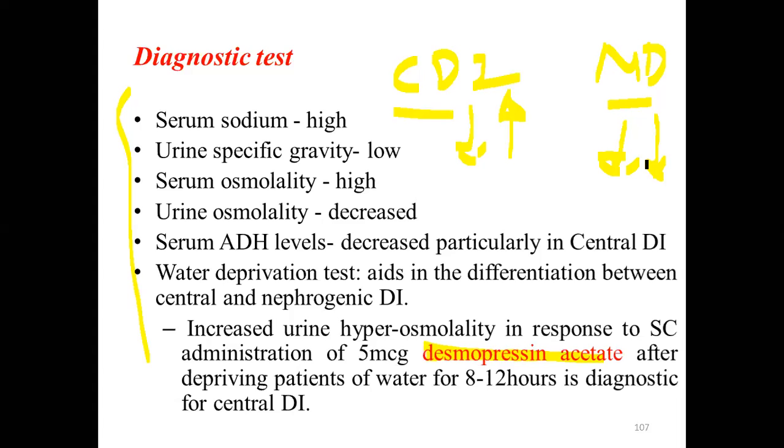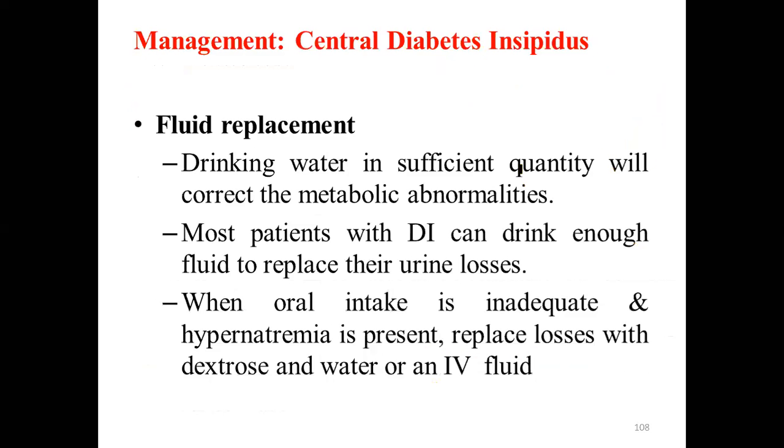In central DI there is a response, an increase in osmolarity, meaning the problem is deficiency, not resistance. But in the other case, despite giving desmopressin, you don't see any change in the osmolarity. It is mostly the same figure compared to the baseline, so no change after deprivation and administration, whereas in the central case there is an increase. So if it increases, it is central; if it is still the same, it is nephrogenic DI. This is how we differentiate. Okay, sir, thank you.